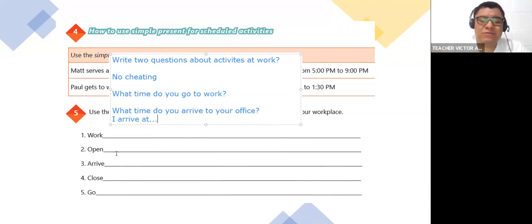You have these verbs over here, but I don't want to limit the questions to these verbs only. You can include other types of questions related to routines at work. Only 2 questions, and then I will open the breakout rooms for you to interview your classmates. Do you have any question or any doubt about this, guys?